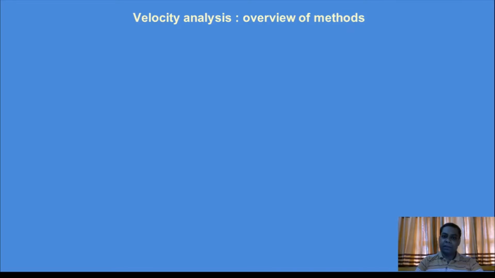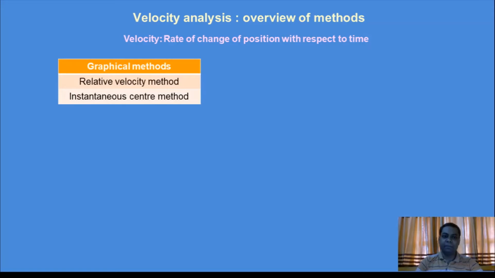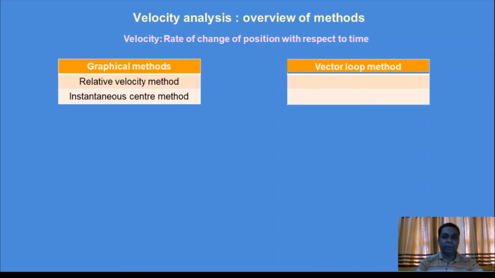Now regarding velocity analysis, the overview of the methods: velocity is the rate of change of position with respect to time. The graphical methods that we know are the relative velocity method and the instantaneous center method. And the vector loop method, that we'll discuss in some future class.